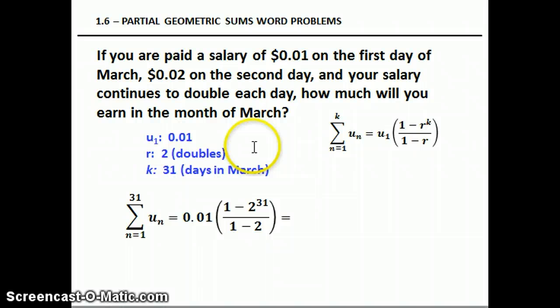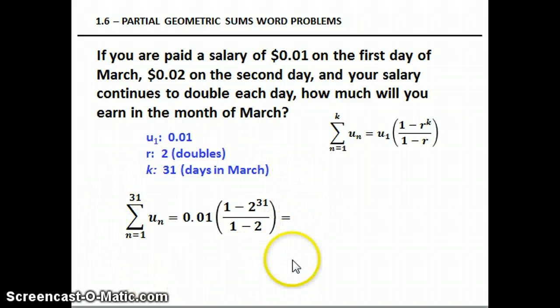So here's what we need to know. We need to know our first term. We have nothing to add at the end, thank goodness, but we need our first term, which is a penny. That's where we're starting, 1 cent. Then we need to know our common ratio. Well, it's going to double each day, so it's going to be times 2. And then what is our k? Well, how many days are there in March? There are 31, so k is 31.